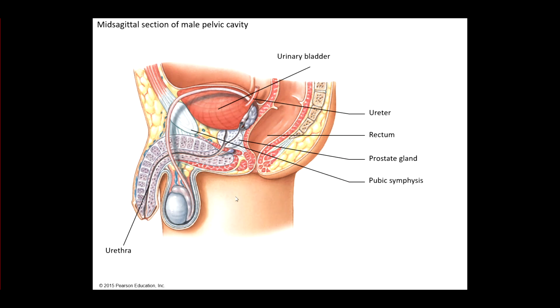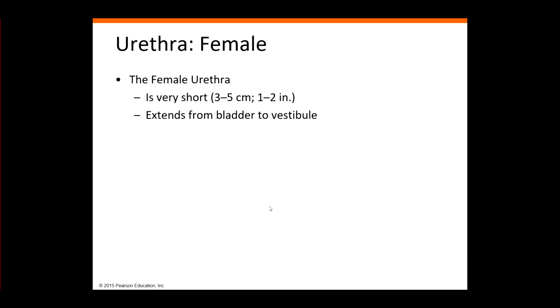But you do need to distinguish. You just can't say urethra on a lab practical. You have to say prostatic urethra, membranous urethra, penile urethra. Now, if you just said urethra, that would be too general. Now in the female, you'll see that the urethra is much shorter. Only 1 to 2 inches, and basically it's going to extend from the bladder to the vestibule.